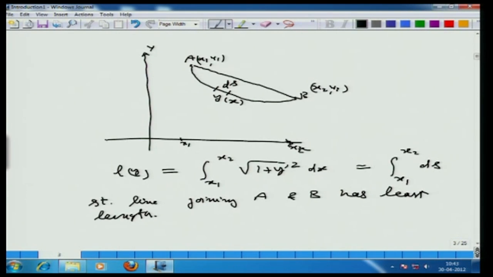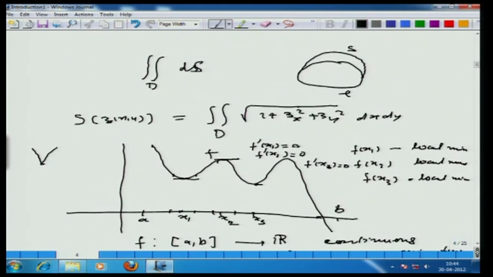We saw the second problem, where in a plane there are two points A and B, and we are asked to find a curve joining these two points whose length is the minimum. We know the answer is the straight line joining A and B. It can be posed as a problem of calculus of variations: the minimization of the functional L, a function of y, given by the integral from x1 to x2 of square root of 1 plus y prime square dx, which is nothing but the integral of the element length ds over the interval x1 to x2. When sufficient tools are developed for the calculus of variations, we will see that the answer is actually the straight line joining these two points.